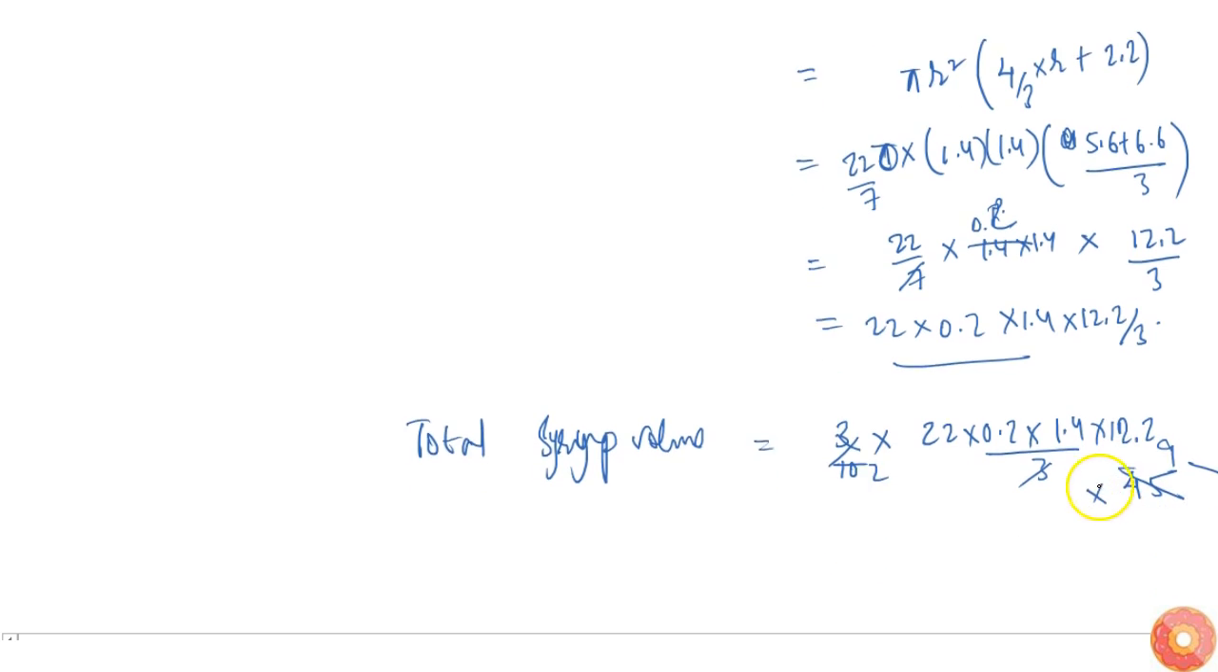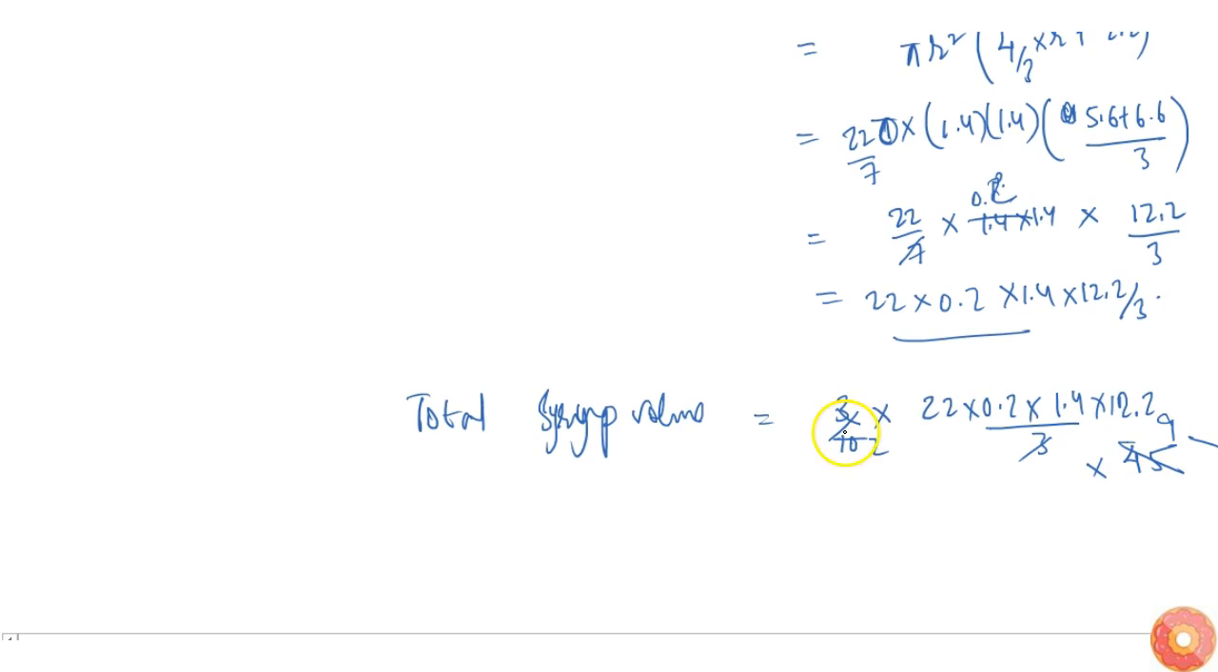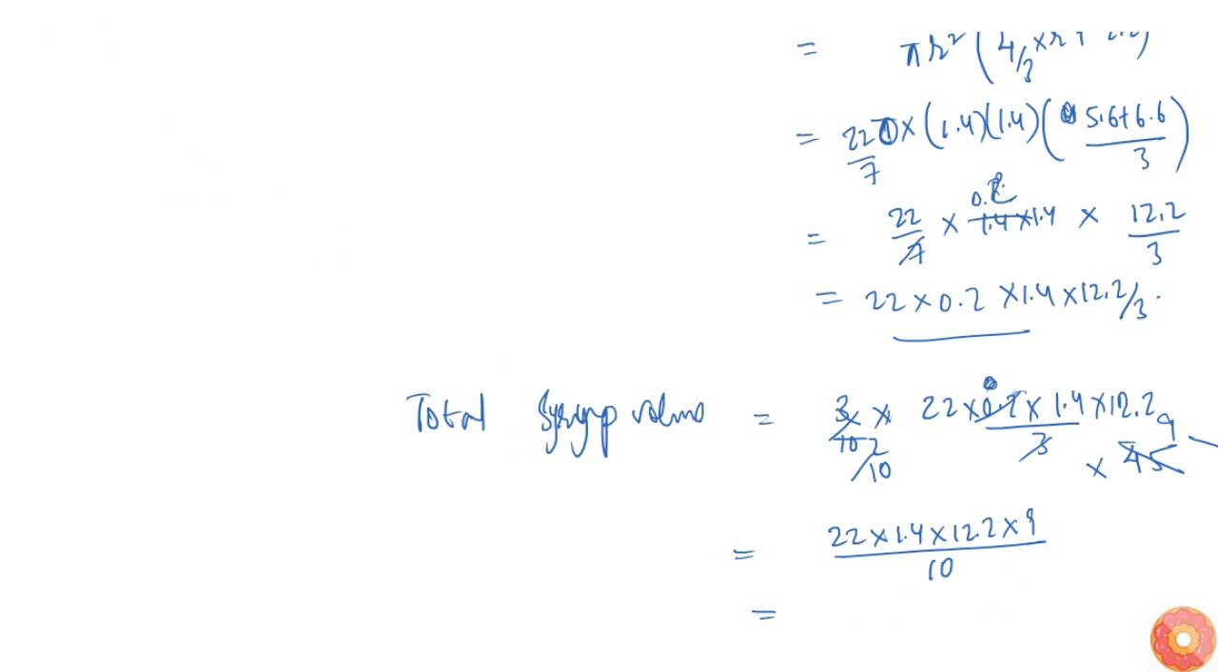Now here this 2 will go with this 0.2, that is this will become 10 times again. So finally we get 22 into 1.4 into 12.2 into 9 whole by 10, which is simply equal to 338.184 centimeter cube roughly.